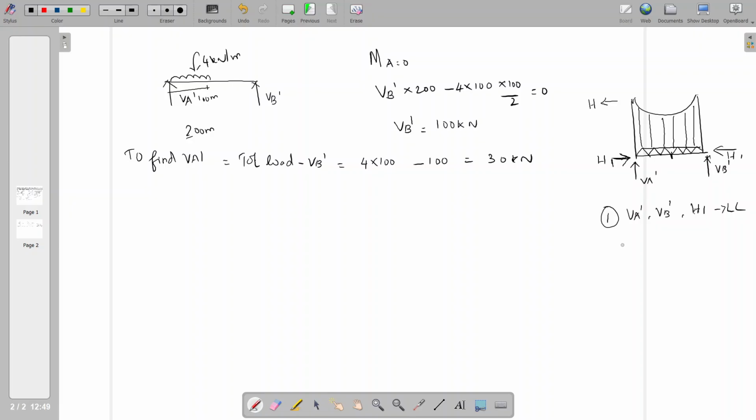From this moment value only, we can calculate H1. So the basic H1 equation is, if you take moment about any point, or any distance, you consider at the center. The moment at the center is equal to H1 into the dip. Moment at this point equals H1 into Y.